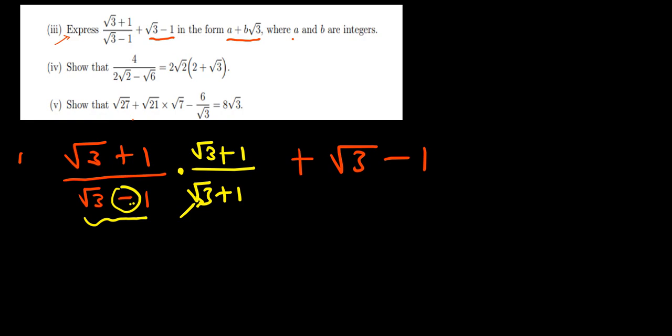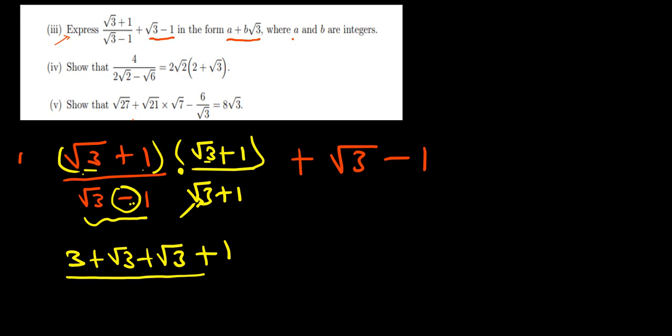Okay, and then from there we can multiply. So let's multiply root of 3 plus 1 by root of 3 plus 1. Root of 3 multiplied by root of 3, we are going to get 3. Root of 3 multiplied by 1, we are going to get plus root of 3. 1 multiplied by root of 3, we get root of 3. 1 multiplied by 1, we get 1. And then from there we are going to divide all this by the multiplication of root of 3 minus 1 and root of 3 plus 1.